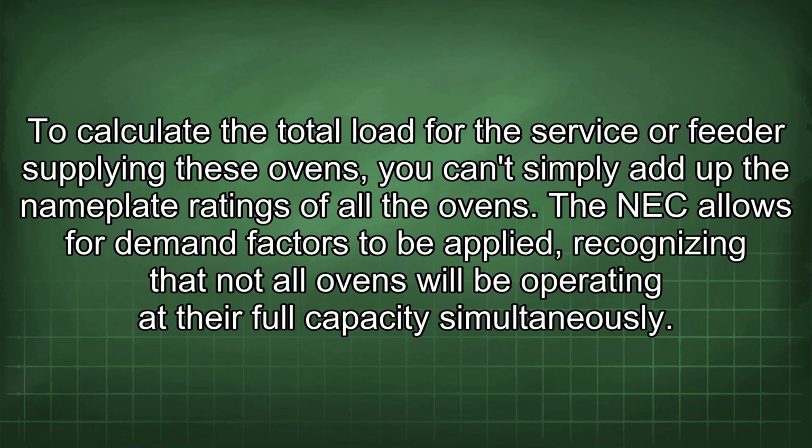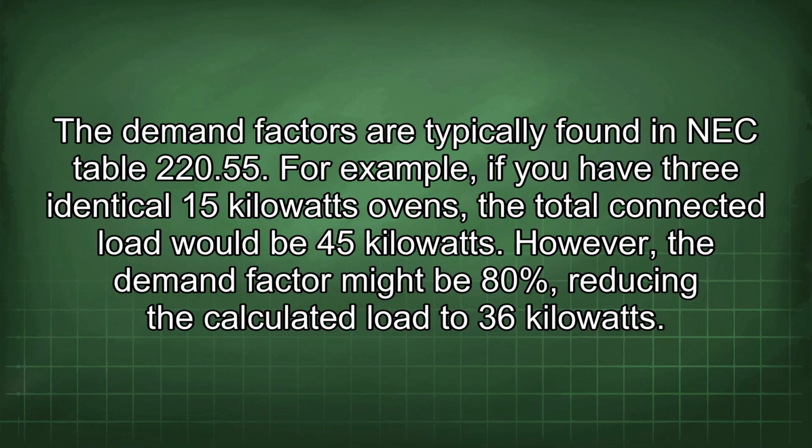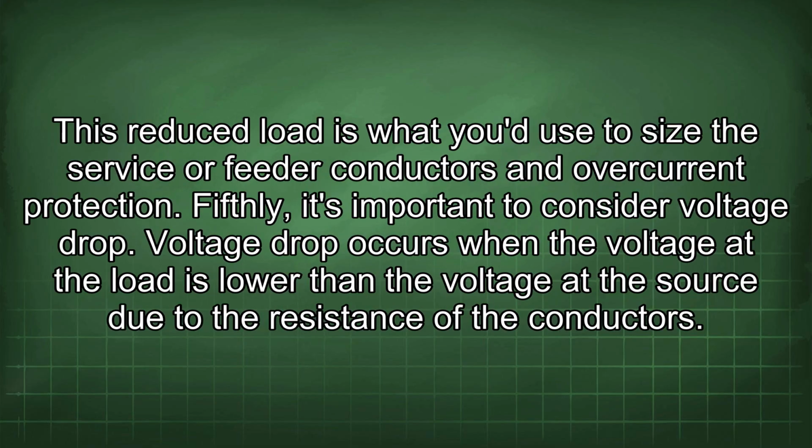In commercial kitchens, it's common to have multiple ovens. To calculate the total load for the service or feeder supplying these ovens, you can't simply add up the nameplate ratings of all the ovens. The NEC allows for demand factors to be applied, recognizing that not all ovens will be operating at their full capacity simultaneously. The demand factors are typically found in NEC Table 220.55. For example, if you have 3 identical 15 kilowatt ovens, the total connected load would be 45 kilowatts. However, the demand factor might be 80%, reducing the calculated load to 36 kilowatts. This reduced load is what you'd use to size the service or feeder conductors and overcurrent protection.